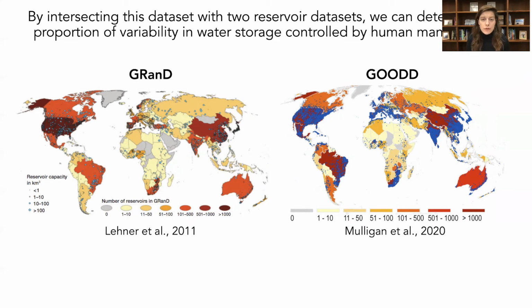But what we're really interested in is not just how variable water level is, but really how much humans are controlling this variability. And to answer this question, we intersect our data set with 2 different reservoir data sets, one being GRanD and the other being GOODD. And these allow us to identify which of our water bodies have levels that are in some way controlled by human management, and therefore determine the proportion of variability in water storage associated with humans.